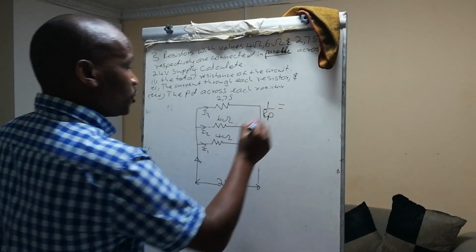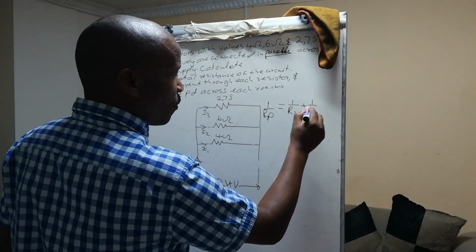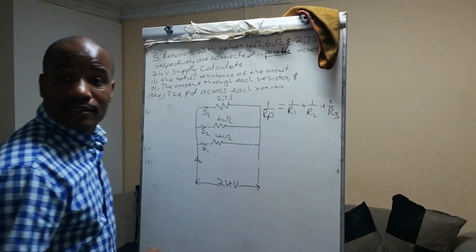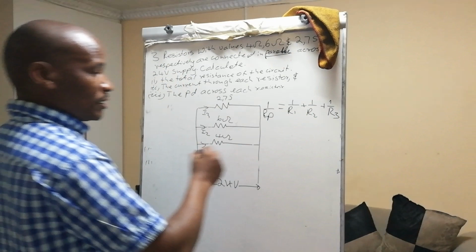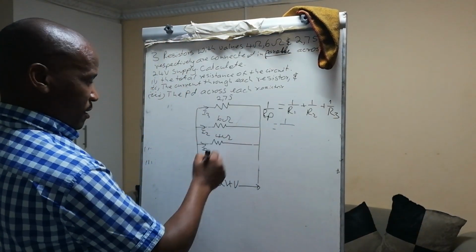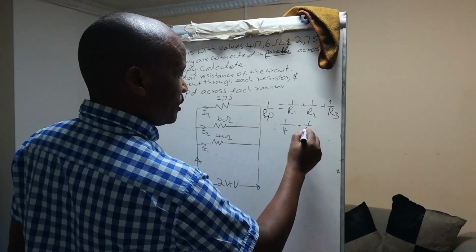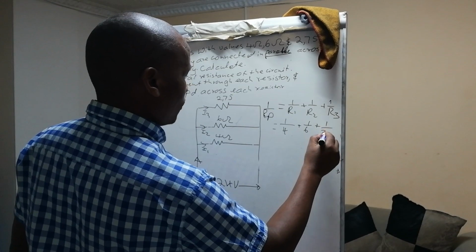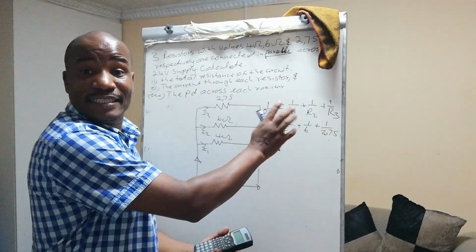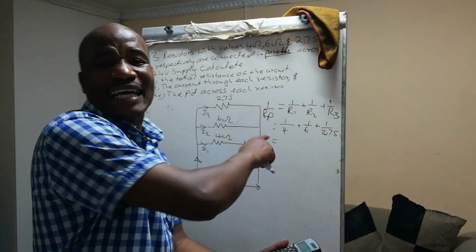1 over R parallel is equal to 1 over R1 plus 1 over R2 plus 1 over R3, which is equal to 1 over 4 plus 1 over 6 plus 1 over 2,75. This is the easy and the fastest way. I will show you the easy one.